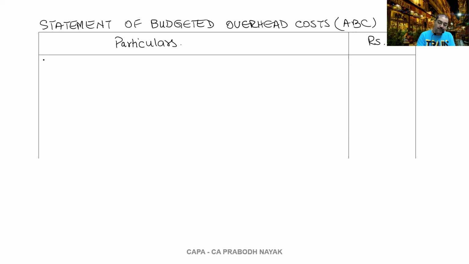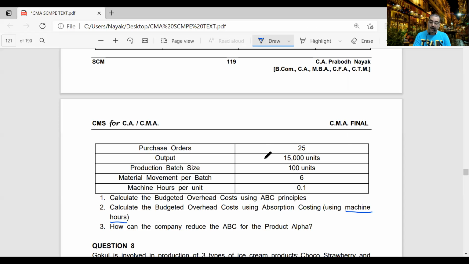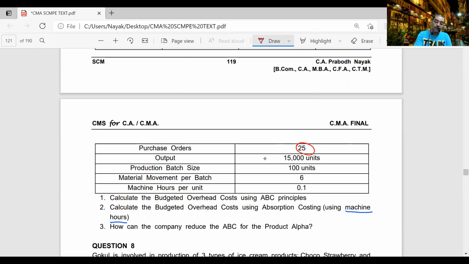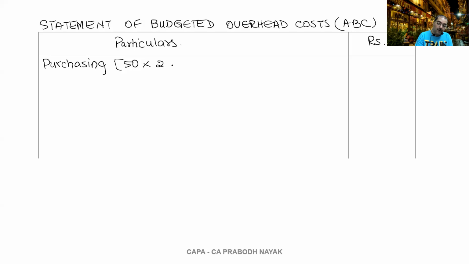So we start with purchasing. Purchasing, the cost driver rate is 50 rupees. Now that will be on the basis of number of purchase orders. So number of purchase orders they have given to us here 25. So it is going to be 50 into 25. So like that we will calculate 50 into 25. 1250.